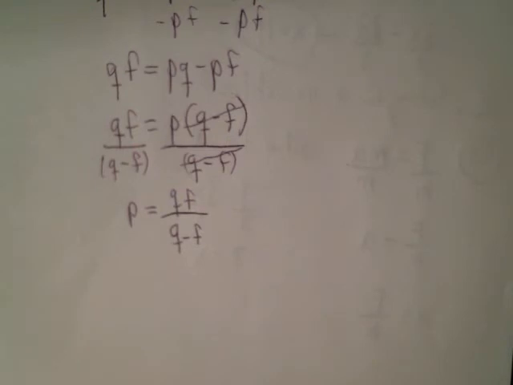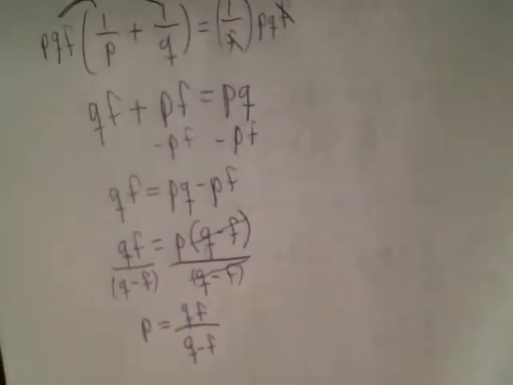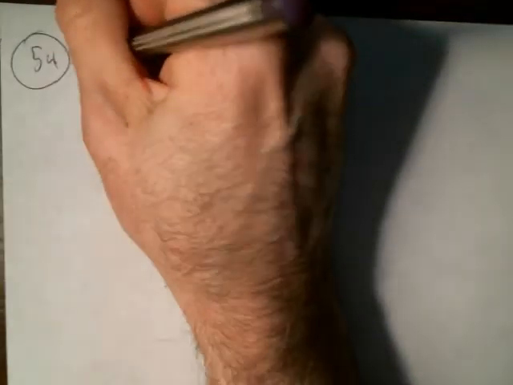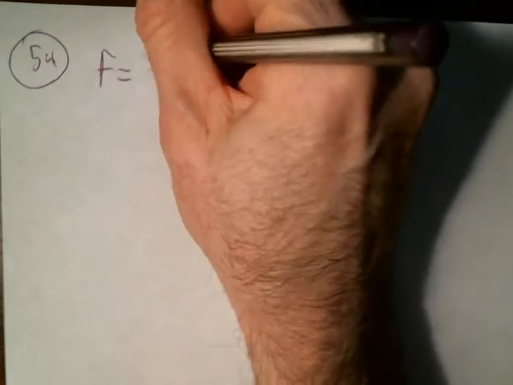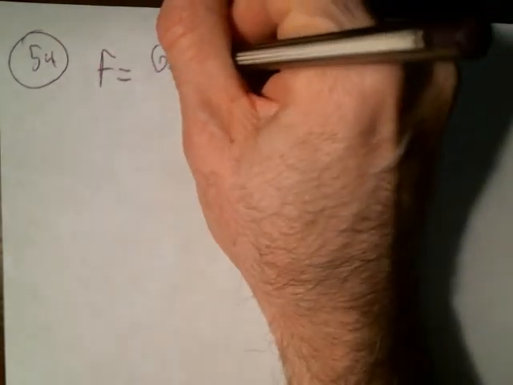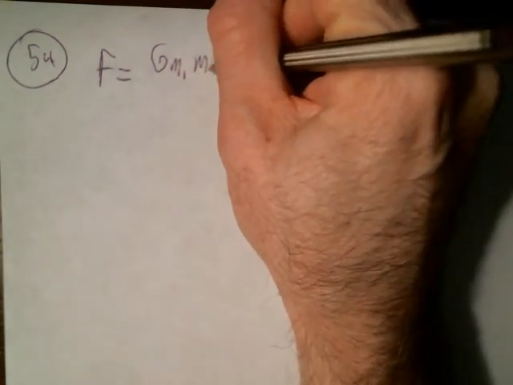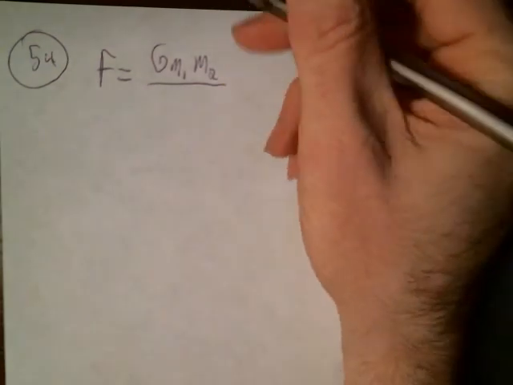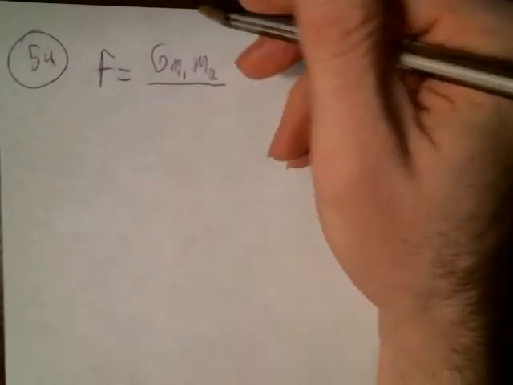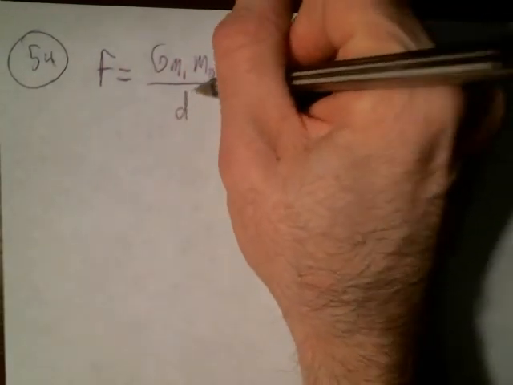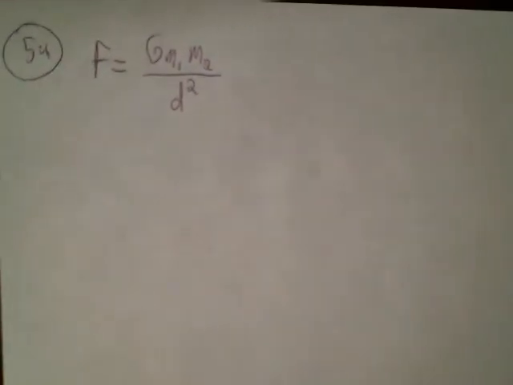Let's try number 54. So I have another equation from physics. The force, something like the force between two objects, is equal to gravity times the mass of this one times the mass of this one divided by the distance they are from each other. Okay.